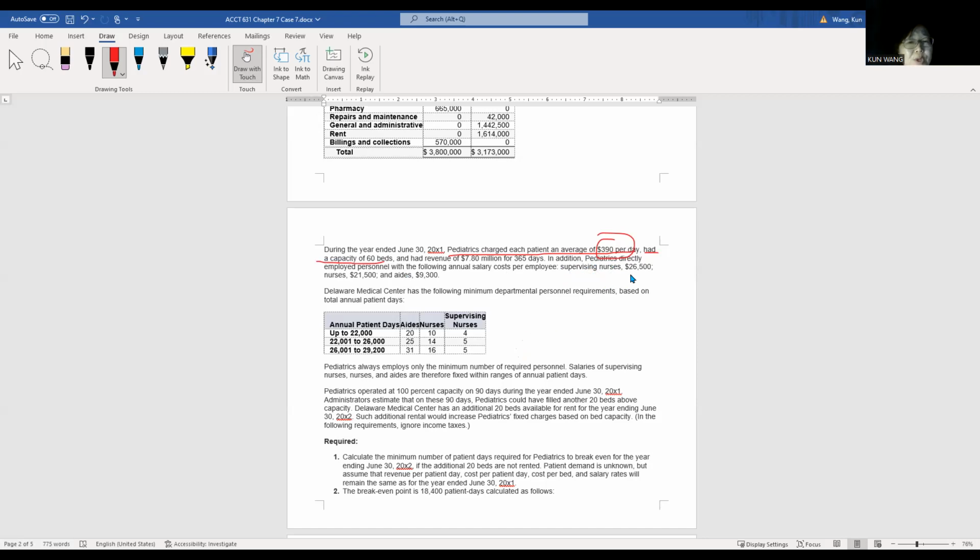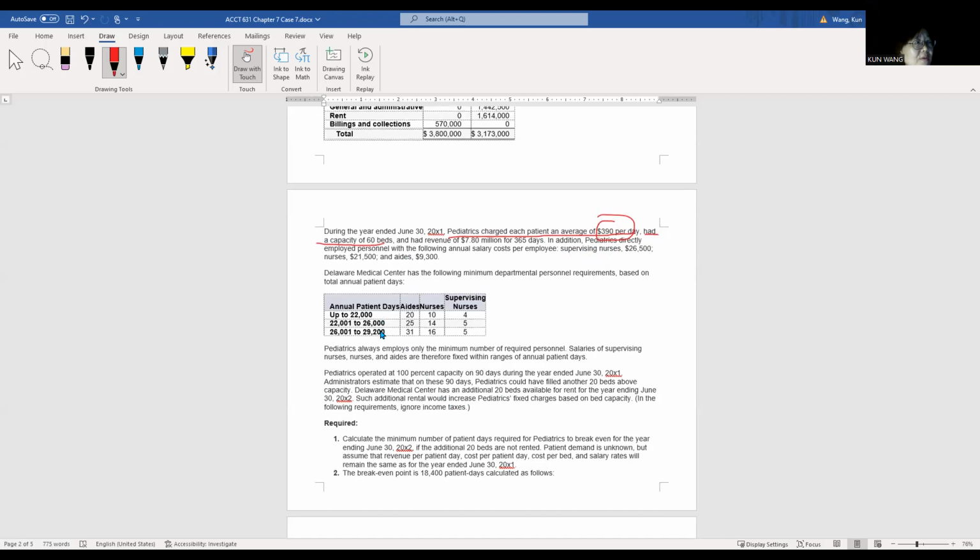So it's not a pure, remember, we talked about the semi-variable cost. So it's not really a pure variable or pure fixed. So it's like step by step. Because up to a certain level, we have 3 levels of the patient days, right? So how many aides, nursing, and personnel we need, right? So it's kind of a mixed or step variable type of cost.